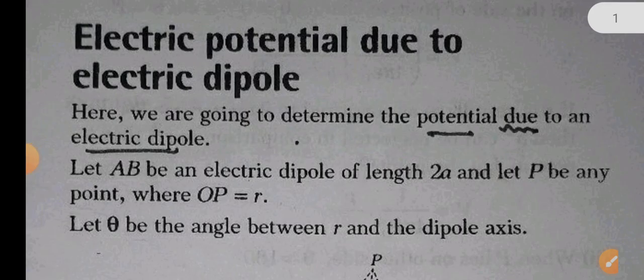So today we will start electric potential due to an electric dipole. Here we are going to determine the potential due to an electric dipole. So let AB be an electric dipole of length 2a and let P be any point where OP is equal to r.